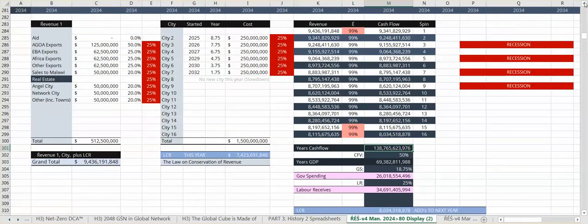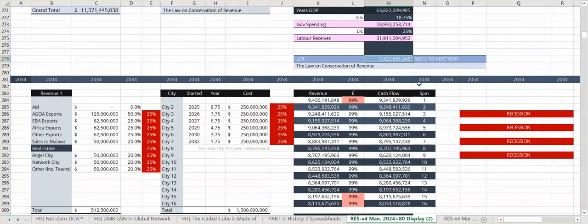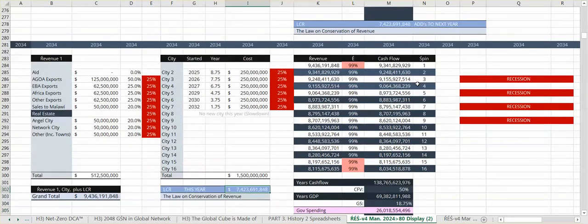Where's the savings? Here they are. That money is rolled over to here and becomes part of the revenue here, which is put here. But because we've increased E, the monopoly powers are 99%. So there's virtually nothing escaping from the entire network. And we've increased spin to 16. So the money is spending faster and faster and faster. It increases the cash flow, even though all the inputs have gone down to 25%.